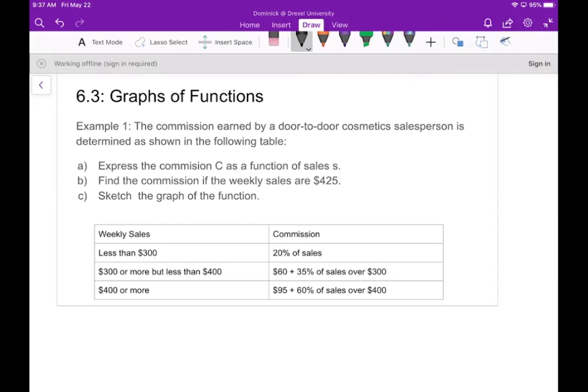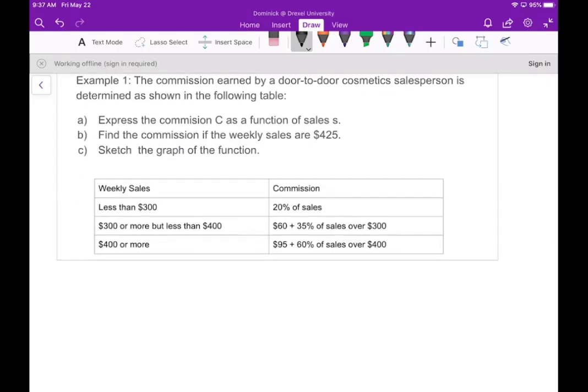Okay, so in this first example, we're given an interesting example here. The commission earned by a door-to-door cosmetic salesperson is determined by this table. If the weekly sales is less than $300, the commission is just 20% of sales. If the weekly sales is $300 or more, but less than 400, then the commission is $60 plus 35% of the sales over 300. And for 400 or more, it's $95 plus 60% of sales over 400.